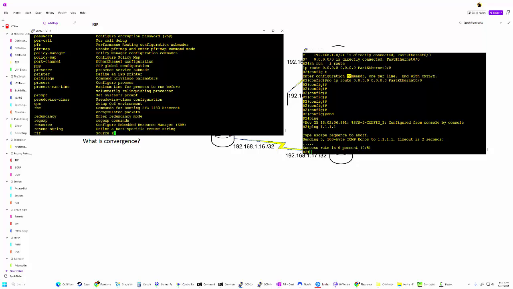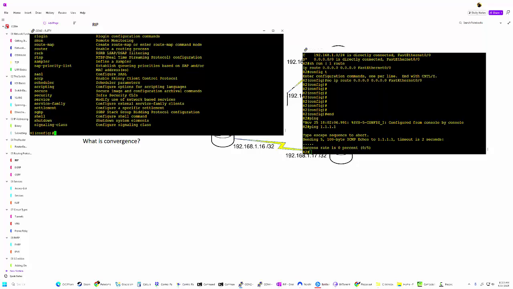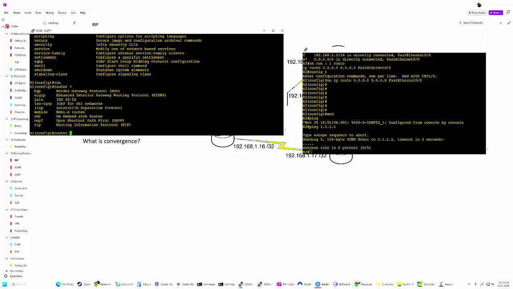So to go into our router process to make configurations, this is the command that we will use. Enable a routing process. Makes sense, right? And what routing process can we do? BGP is one of them. EIGRP is one of them. Both of those we're going to discuss later on, not in this video.